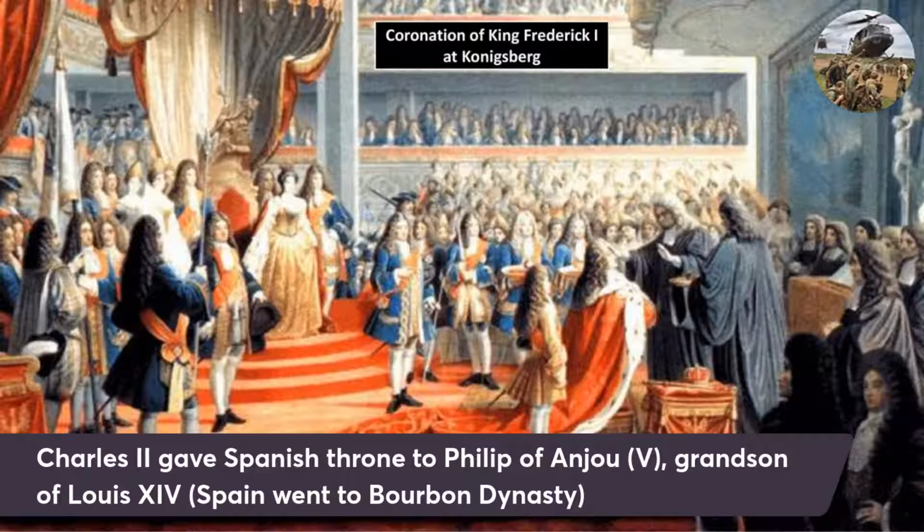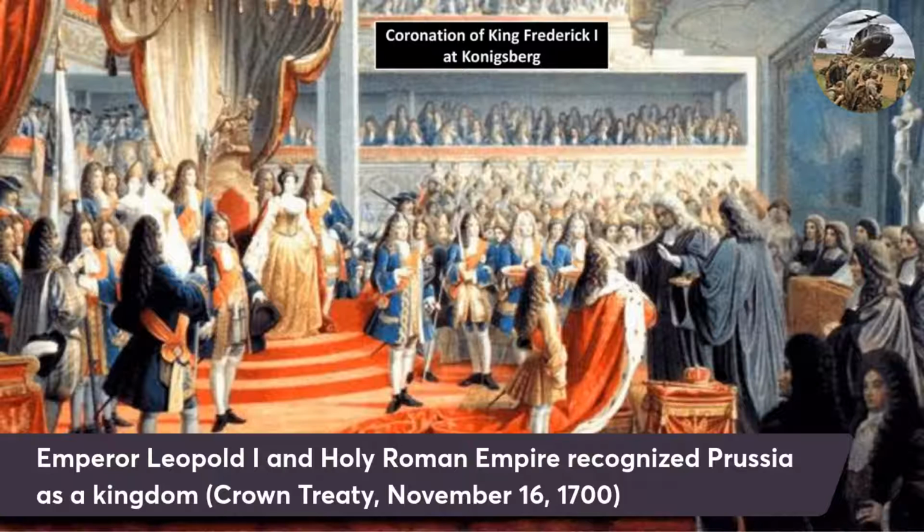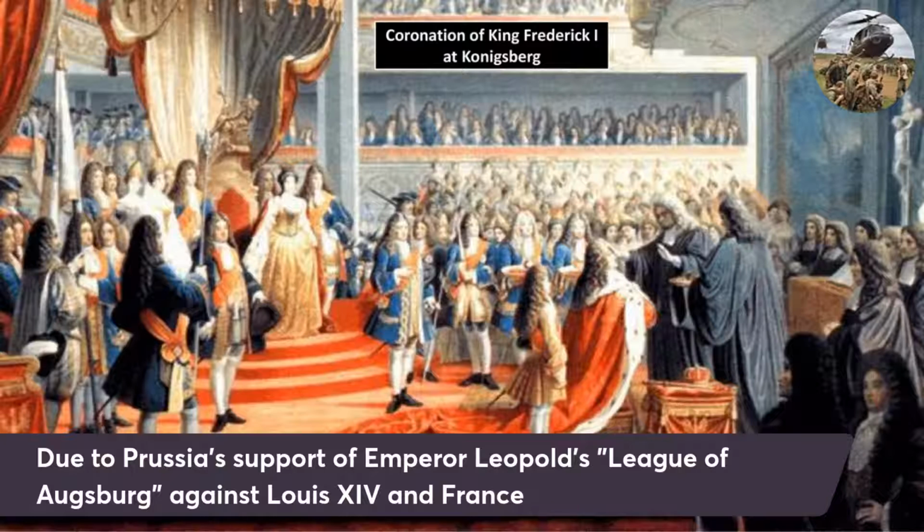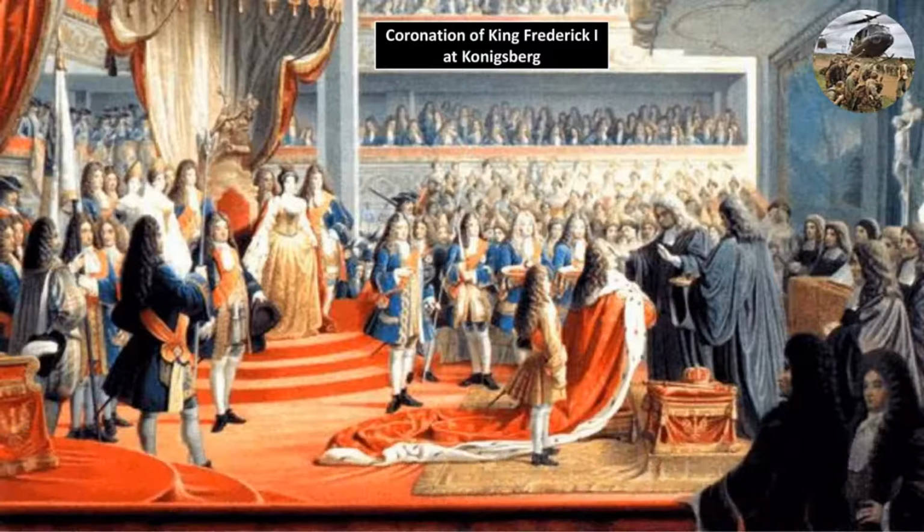So Emperor Leopold, I told you, who had helped create this, wanted to bring Prussian forces in to help him fight and get Spain to be Habsburg again. A lot was due to Prussia's support of the League of Augsburg, which Emperor Leopold I formed to fight Louis XIV of France. And that's how Prussia emerged as a state later. It wasn't really known for much else, but that's basically what he was known for.